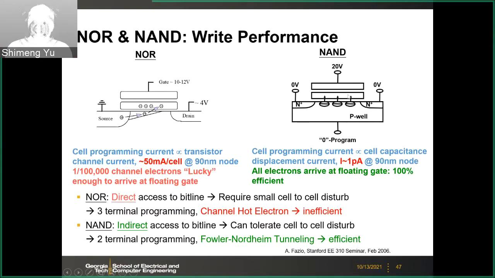For the NAND flash, we rely on FN tunneling. All the electrons in this substrate will vertically tunnel into the floating gate. So the gate current for programming is pretty small, for example, 1 picoamp. 100% of the electrons go into the gate. The efficiency is high. So here the current is low, therefore the power consumption, which is voltage times current, will be low.